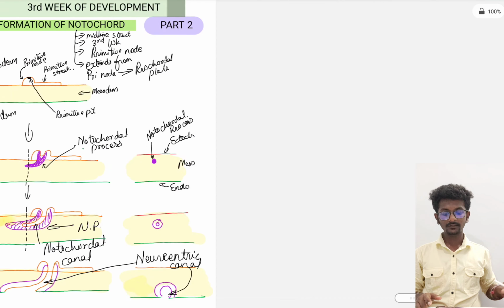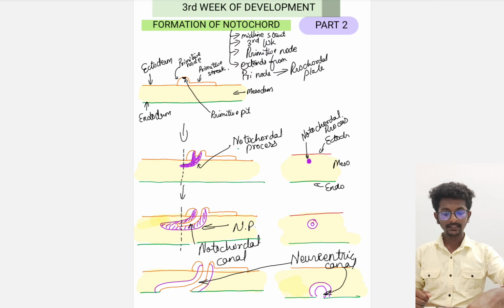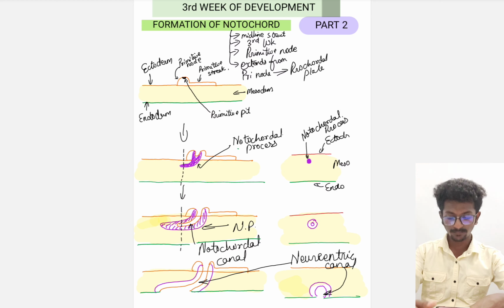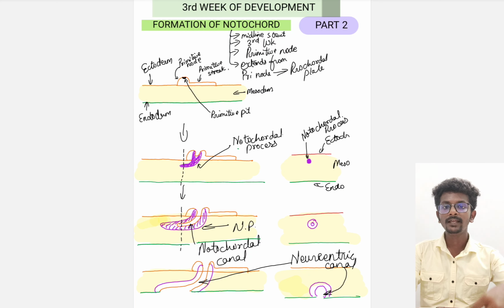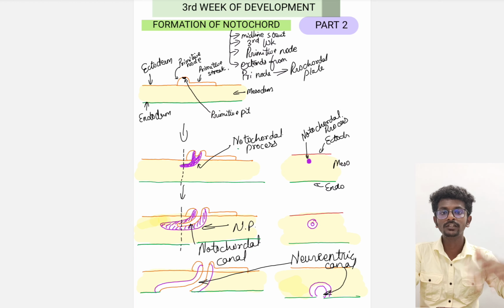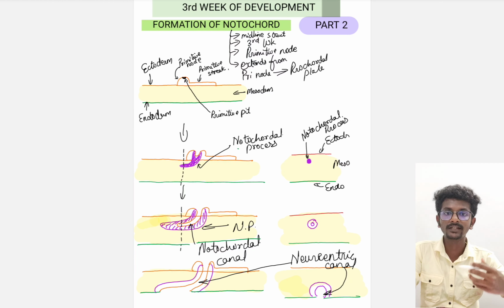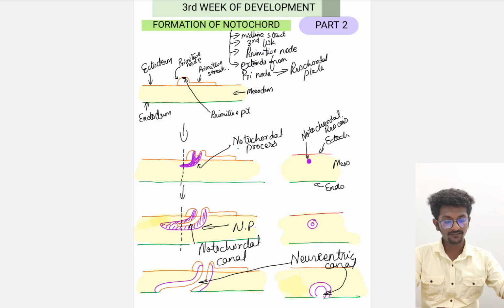I hope this is very clear to you guys. This was all about the notochord, the formation of the notochord and the fate of the notochord. So this marks the end of this video, that is part 2 of the third week of development. In the next lecture, we will be learning about the process of neurulation or the neural tube formation. That is also a very important lecture in the third week of development.